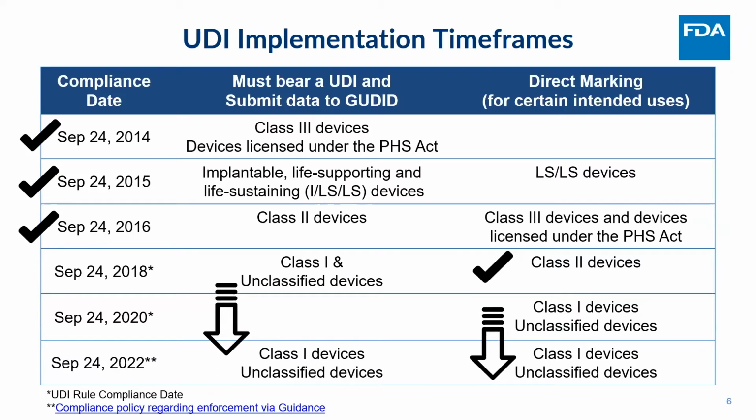As far as class 1 and unclassified devices, the rule had a date of September 24, 2018. However, we've communicated our compliance policy in CDRH via guidance basically indicating that the enforcement for those requirements for Class 1 and unclassified devices will begin starting September 24th, 2022. So our expectation is by September 24, 2022, all devices that are required to comply with the UDI rule would have a UDI on the label and information in the Global Unique Device Identification Database.